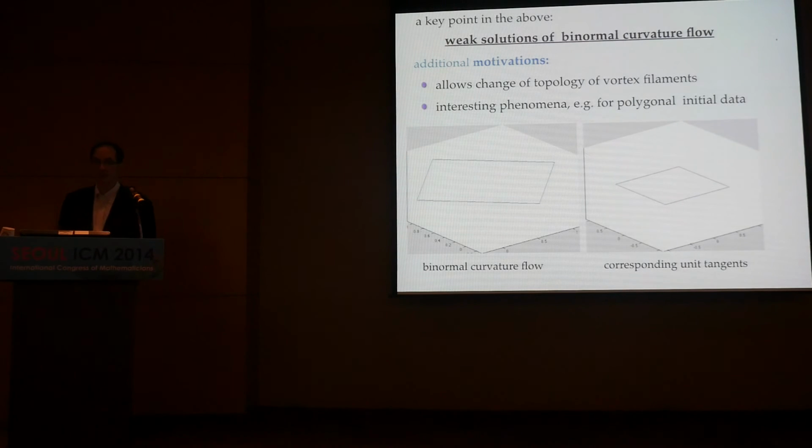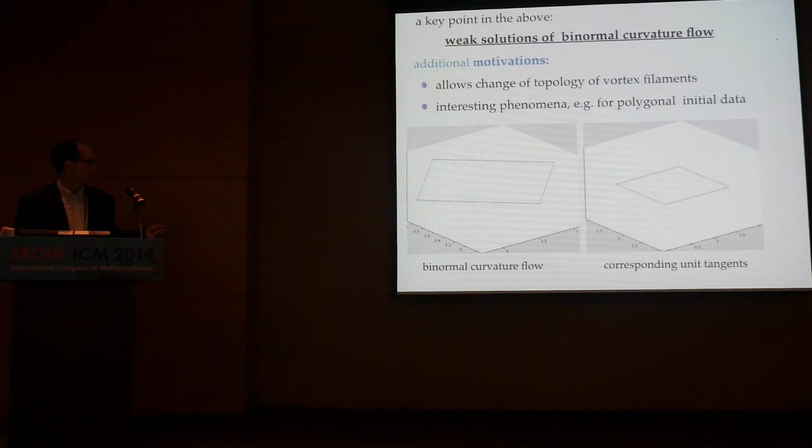I've given one motivation, which is this big conjecture. The other motivation is that, for example, this allows change of topology of vortex filaments. Physicists believe that this occurs. In fact, in the movie I showed in the first slide, they would argue, based on this evidence, that one can see changes of topology in vortex filaments in these experiments. And then also there are just interesting phenomena for taking rough data.